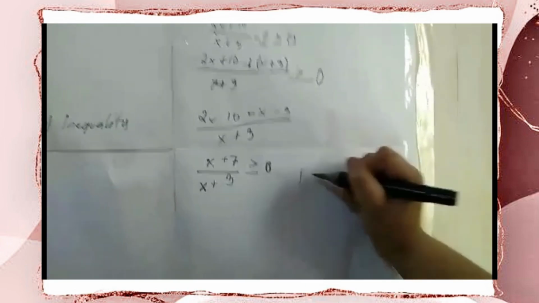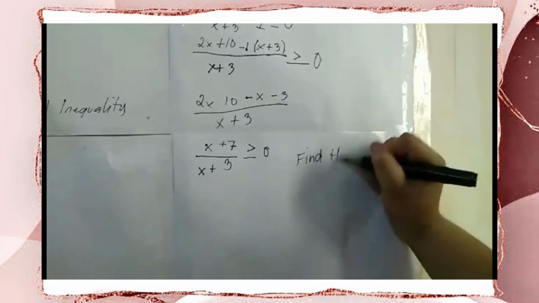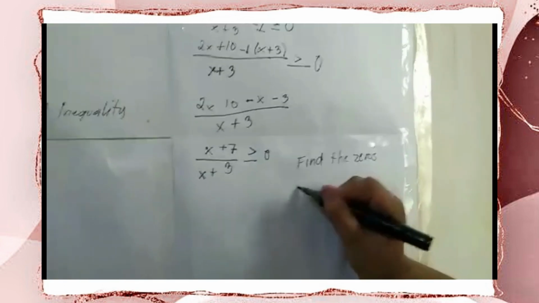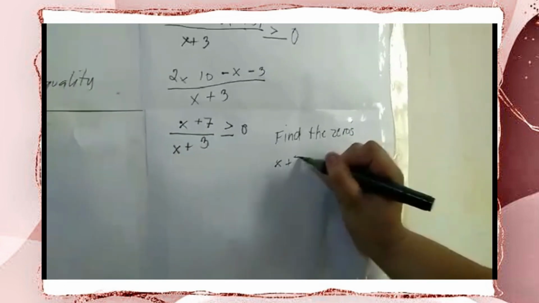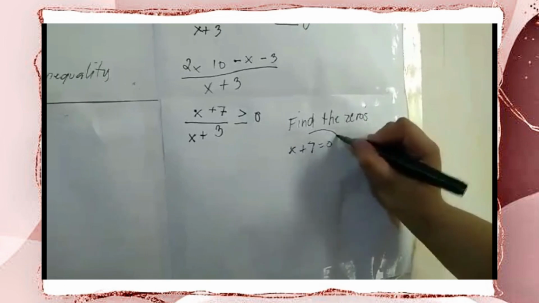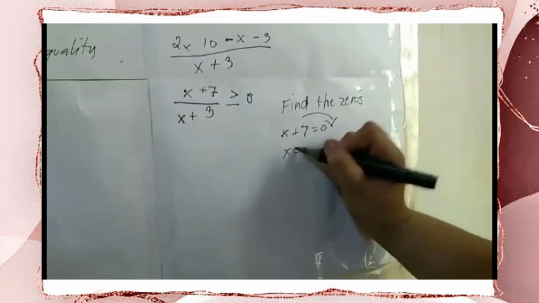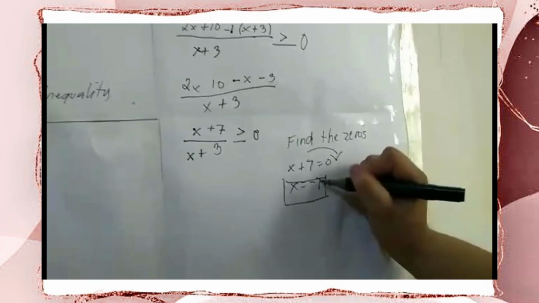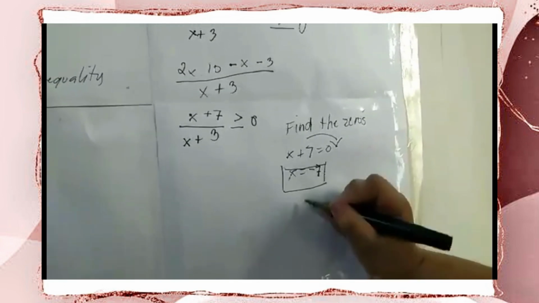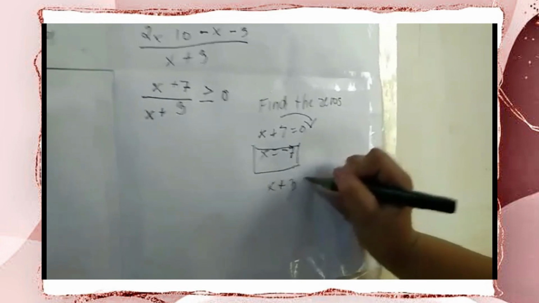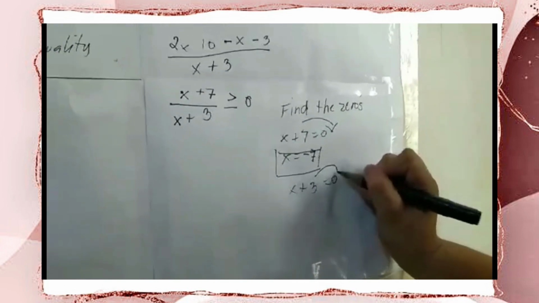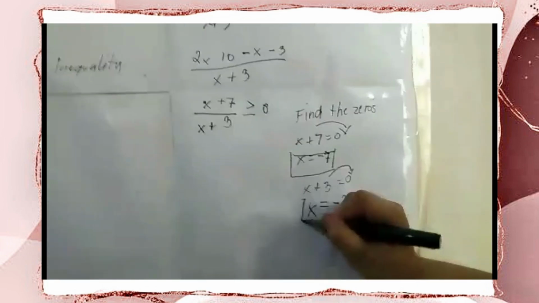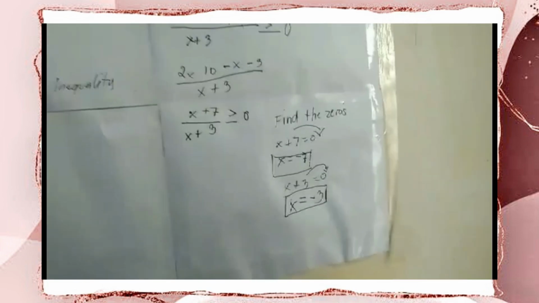This defines the zeros. The x plus 7 is equal to 0. We need to transpose this. X is equal to negative 7. X plus 3 is equal to 0. Transpose again. The x is equal to negative 3. Then we have the answer. Thank you.